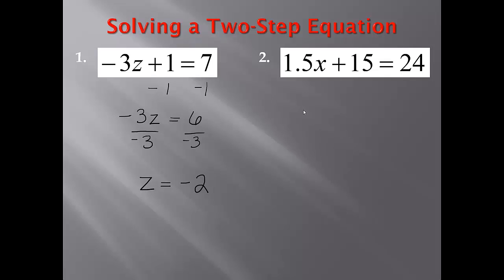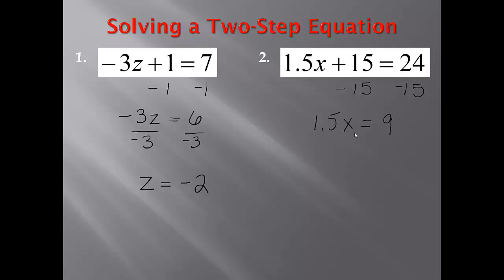And now for number 2, I have 1 5/10 times x plus 15 equals 24. In my problem, I am adding 15. So my first step would be to subtract 15 from both sides, because I want to do the opposite or the inverse. Plus 15 minus 15 is 0. So I have 1 5/10 times x equals, and 24 minus 15 is 9.